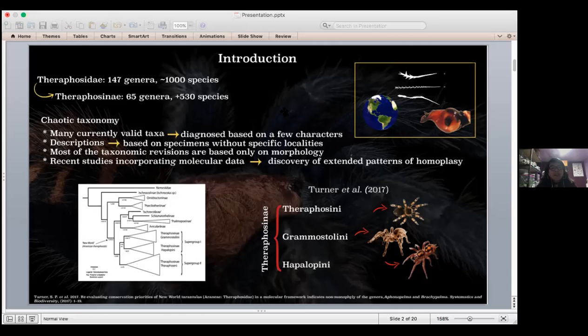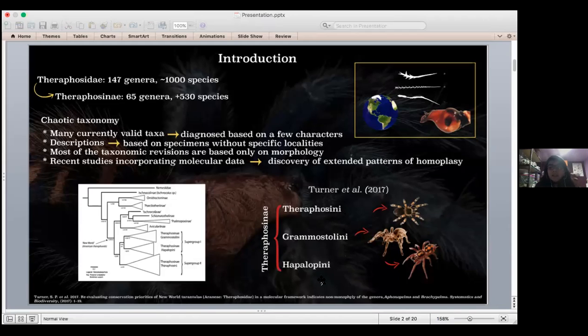Most of the taxonomic revisions are based only on morphology, and recent studies incorporating molecular data have proved that some morphological characters have extensive patterns of homoplasy. One of the most recent studies incorporating molecular data in the study of tarantulas is the one developed by Turner and collaborators in 2017. They reconstructed the history of the gene 16S to test the monophyly of Theraphosinae. And they found that Theraphosinae recovered 3 main clades that they propose to be considered as tribes. So we have the tribes Theraphosini, Grammostolini, and Apharini.